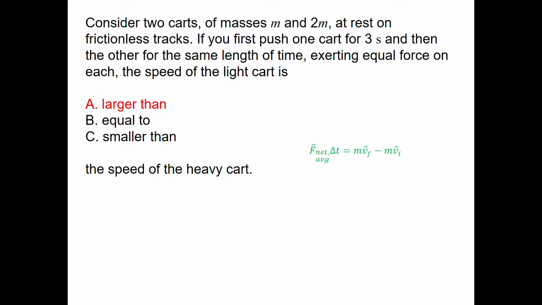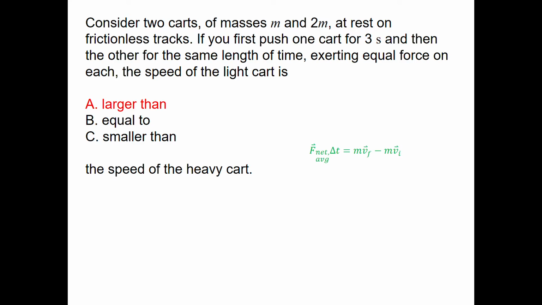The answer is the light cart has a larger speed, and that's because, by definition, we push with the same force for the same amount of time on each of them, so we deliver the same impulse to each of the carts. And that means that the change in momentum of each of the carts is the same, but the one that has the smaller mass must have the bigger change in velocity, and therefore the speed of the light cart is going to be larger than the speed of the heavy cart.